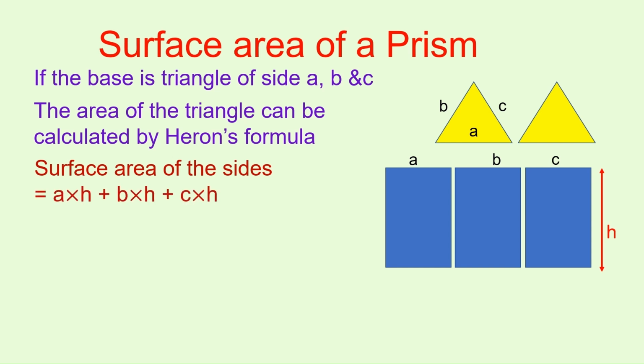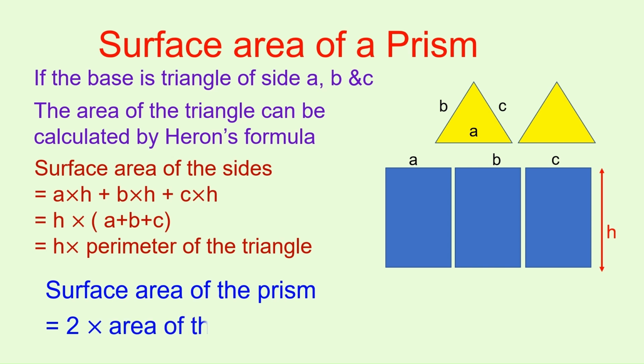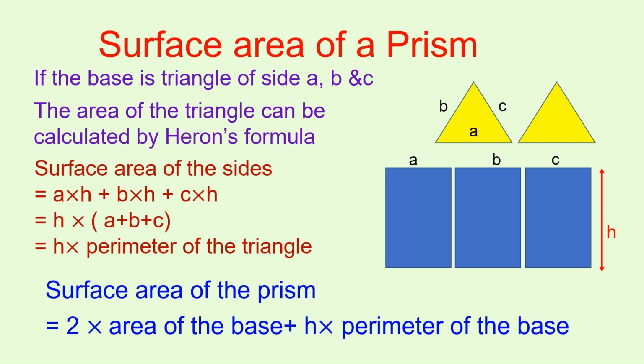Surface area of the sides equals A times H plus B times H plus C times H equals H times (A plus B plus C) equals H times the perimeter of the triangle. Surface area of the prism equals 2 times the area of the base plus H times the perimeter of the base.